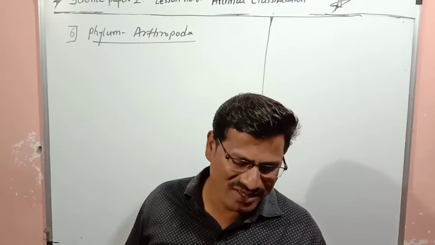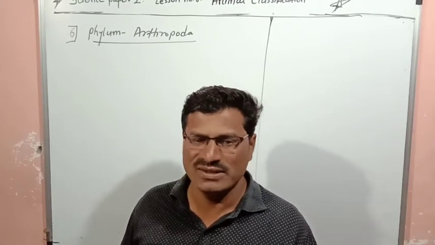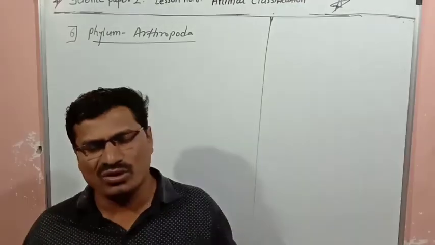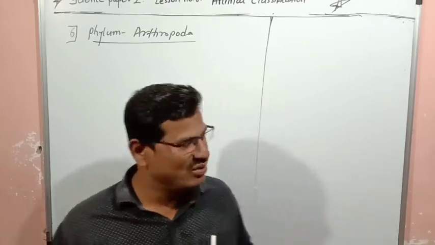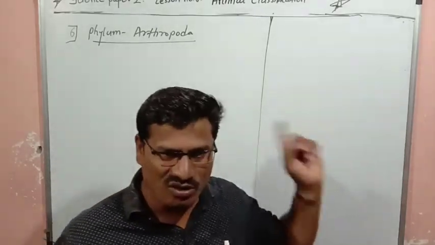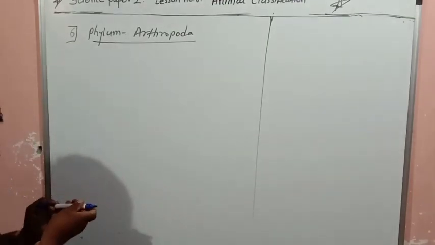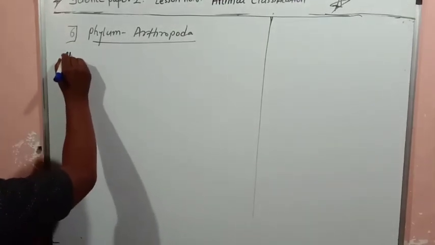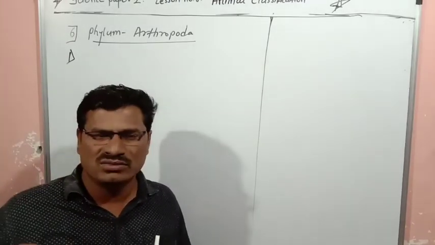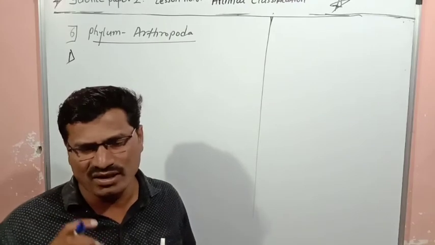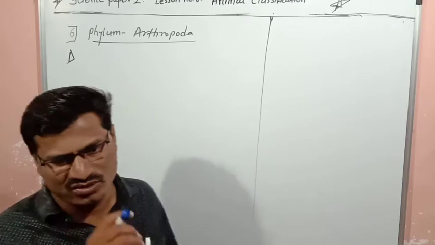Crab is there, spider is there, again scorpion is there, millipede is there, centipede is there, cockroach is there, butterfly is there, as well as honeybees. These are the examples of Arthropoda. So we write the characteristics one by one. The first characteristic is related to the body, or how their appendages are. These animals have jointed appendages, so they are called arthropods.